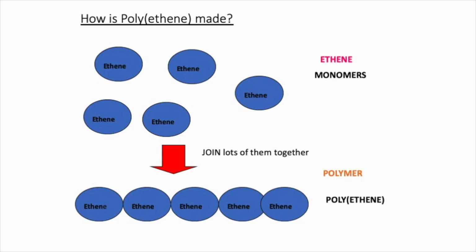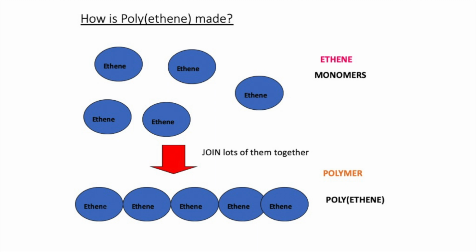So this slide summarizes what we mean by monomer and polymer. If we join lots of ethene molecules together, we make a long-chained molecule. That is called a polymer. And each ethene molecule is called a monomer. Now mer means unit. Poly means many. So many units, polymer. Mono means one. So that's why one ethene molecule that can be joined with other ethene molecules to form a polymer is called a monomer.